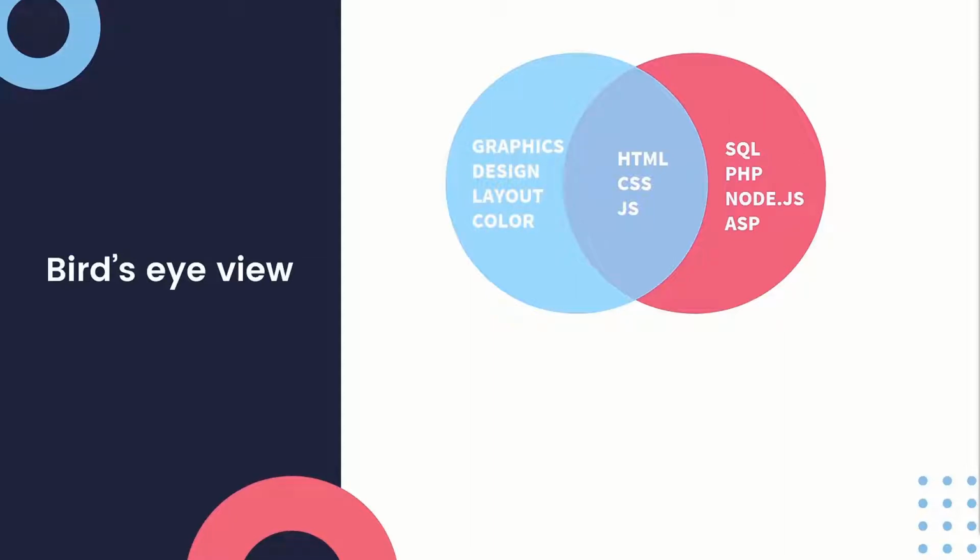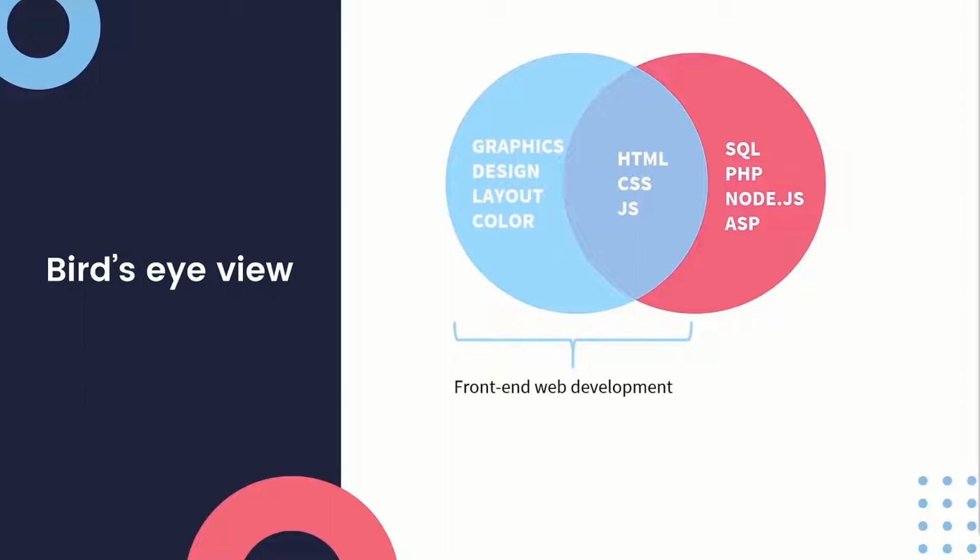Okay, and then in the center we have HTML, CSS, and JavaScript. Now, this is essentially the stack we've been working with throughout this course. And the reason for this is because this is front-end web development. Now, if you have a look at our last stack, which is in our pink circle, floated off to the right-hand side, we've got SQL, PHP, Node.js, as well as ASP. And this is back-end web development, something we haven't covered in this course.